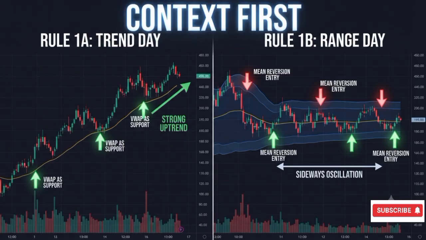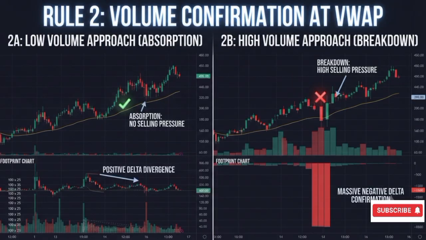Range day. Your VWAP strategy depends entirely on this answer. Rule 2. Volume validates VWAP. A VWAP touch without volume is a trap, period. When price returns to VWAP and volume is drying up, when the bars are getting smaller, when the market feels quiet, that's institutional absorption. They are defending their position. That's where you want to enter.